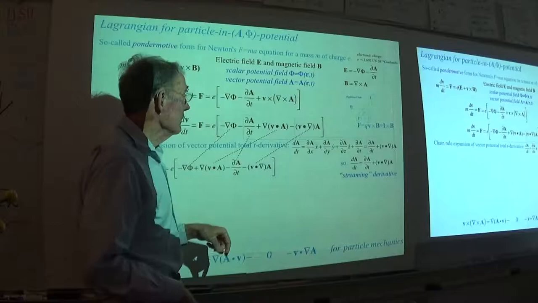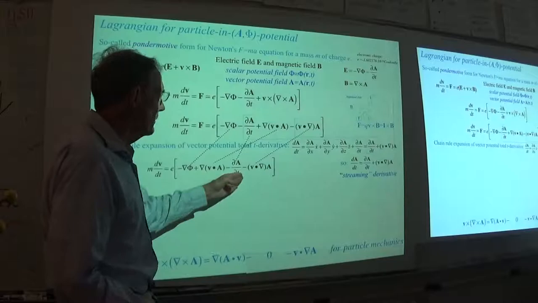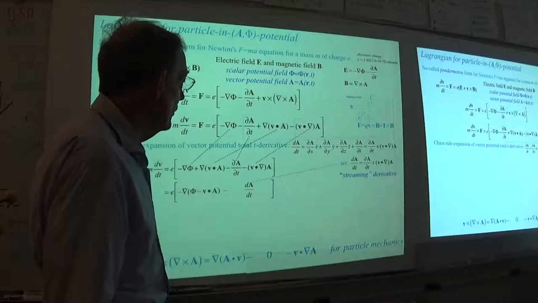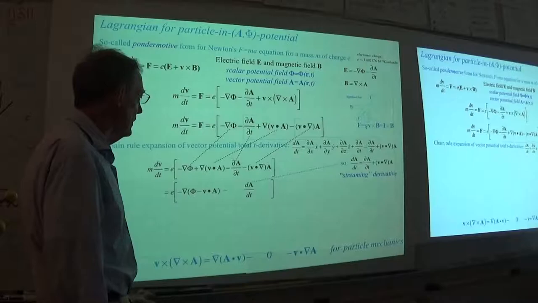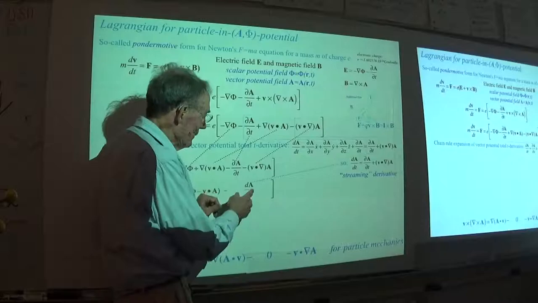Okay, so we've got the good old gradient of phi there, but the rest of them are kind of mysterious in some ways because they involve A's. A is mysterious. So go ahead and turn it around a little bit here. I can take this guy right here. It's just minus the total time derivative. So there's a streaming derivative being absorbed.